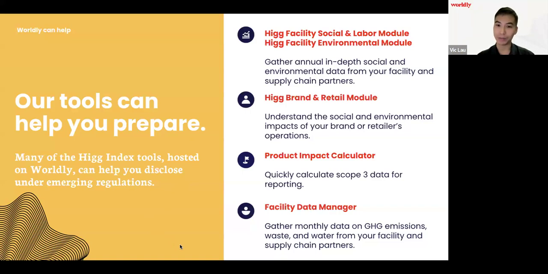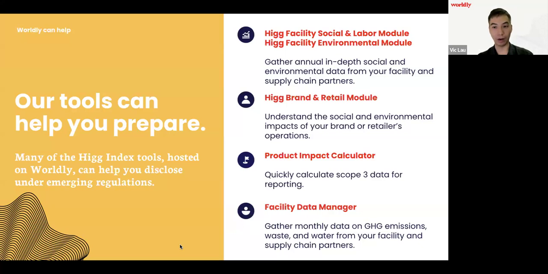So where was I? I was mentioning we actually have 5 tools already on the platform, which help users with the emerging regulatory disclosure. First, the Higg FSLM, which we will discuss in this webinar in the coming slides. I would also like to quickly introduce others, which include the Higg Facility Environmental Module, which helps users gather annual environmental data from supply chain partners.